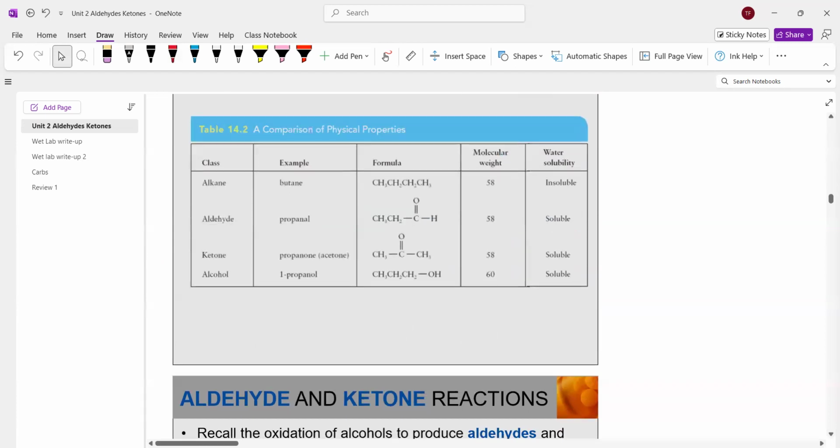Okay, this is just a chart showing that alcohols, as far as the molecular weight goes, and as far as IMFs go. So again, the stronger the IMF, the higher the boiling point, higher melting point, high surface tension.